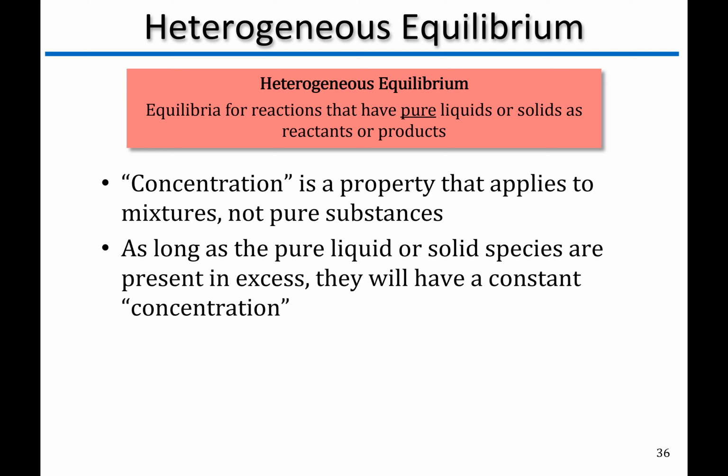So this is equilibria for reactions that have pure liquids or solids as reactants or products. So 2 things make an equilibrium heterogeneous. Outside of having aqueous things that are in solution, if we have pure liquids, things like H2O with an L, a liquid, or solids as reactants or products, then we have a heterogeneous equilibrium.